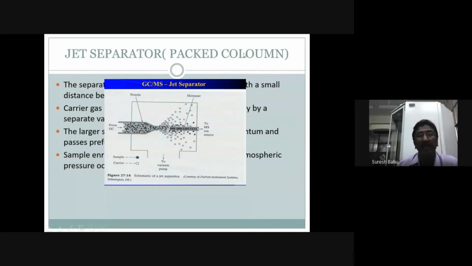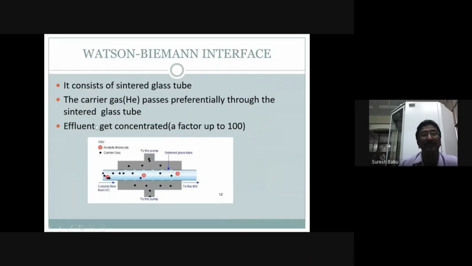And this is the schematic representation of the GCMS jet separator. From the GC column, the flow contains carrier gas and the sample molecules. It is sprayed through a nozzle into a vacuum atmosphere. So the carrier gas escapes, whereas the sample molecules enter the capillary leading to the MS ion source.